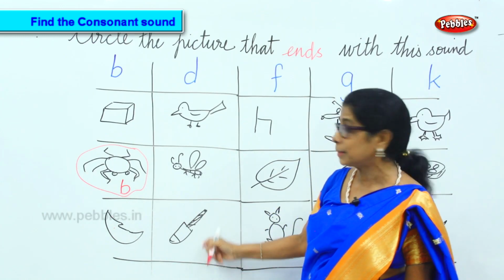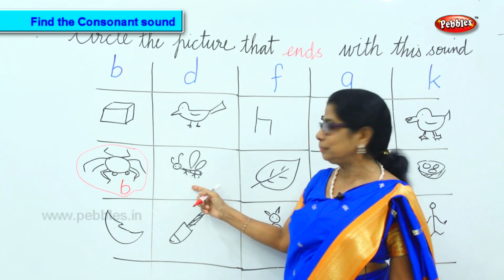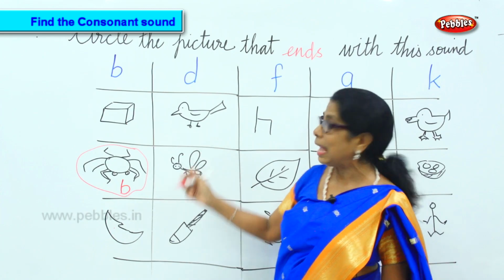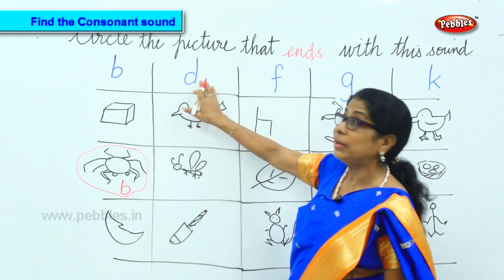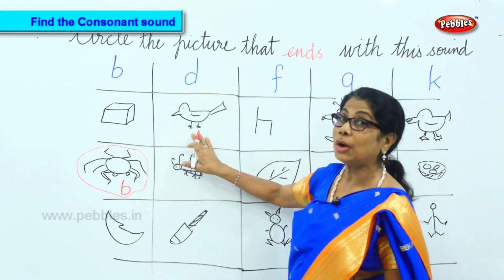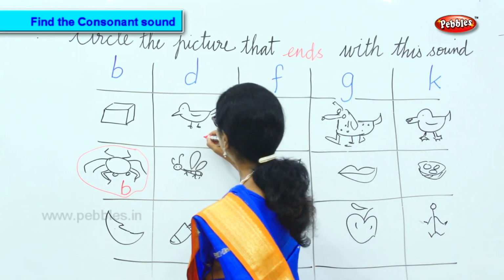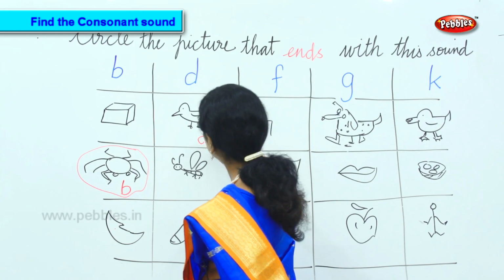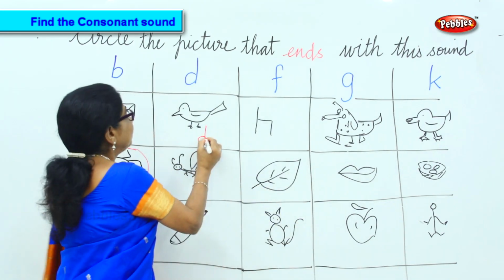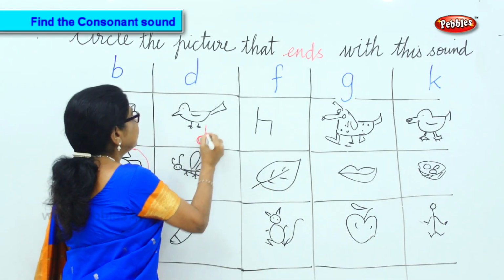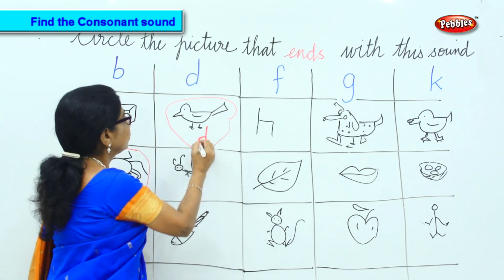And the next sound we have is D, D, D. We have bat, then you have a bee and a bird. So you have D and you have the sound here in bird, the last sound D. So D, circle the bird. Bird, it ends with a D sound.